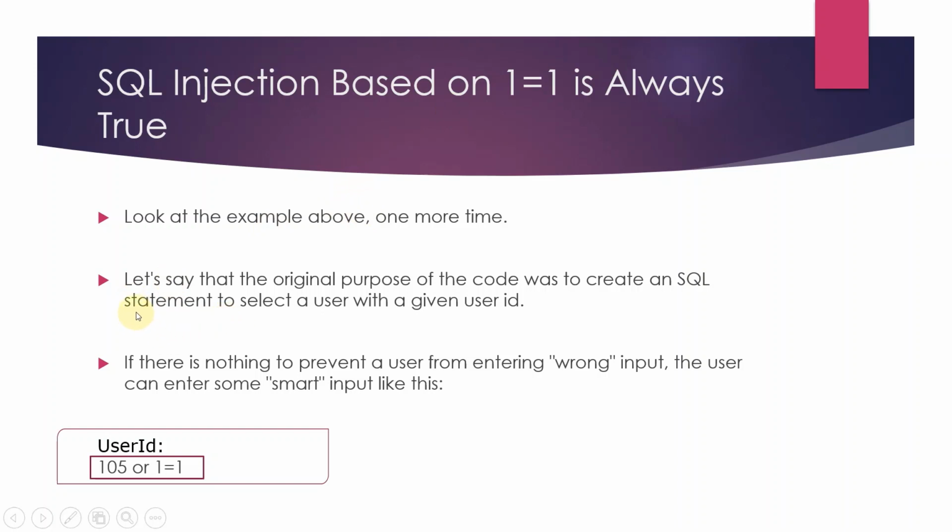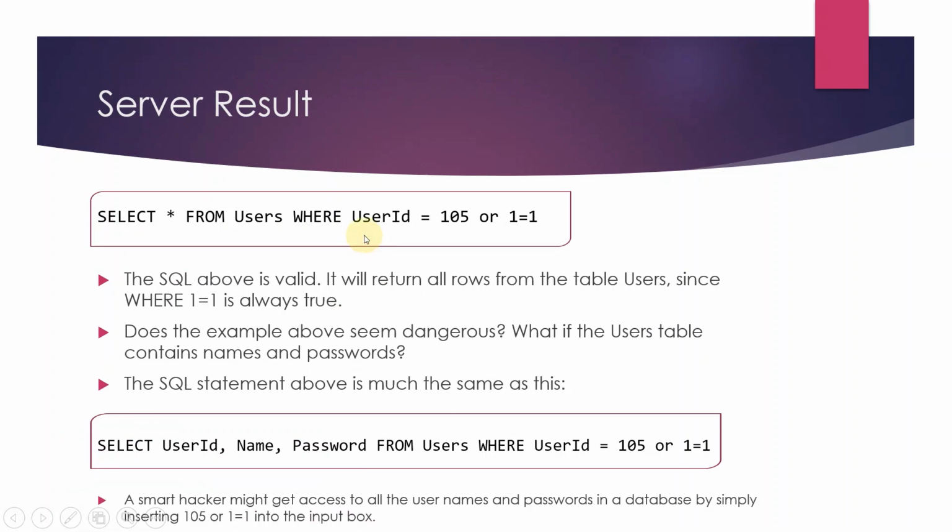Okay. So if there is nothing to prevent a user from entering wrong input, the user can enter some smart input like this. All right, so this is possible. So it seems like you can type any code in here. All right, so there should be a validation on your input. Okay, so every time you create a web page asking values from the user, there should always be user validation. All right. So the server result would be select asterisk from users where user ID equals 105 or 1 equals 1. Okay.